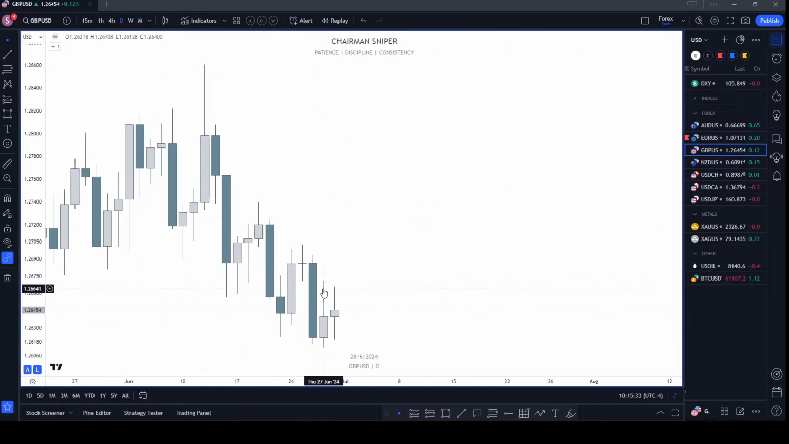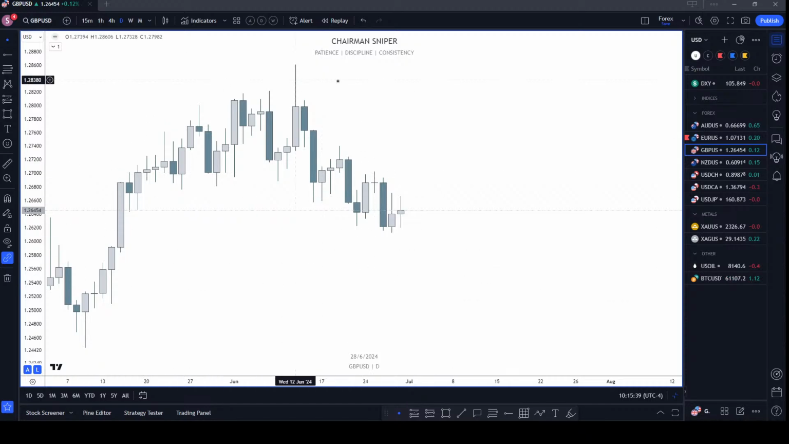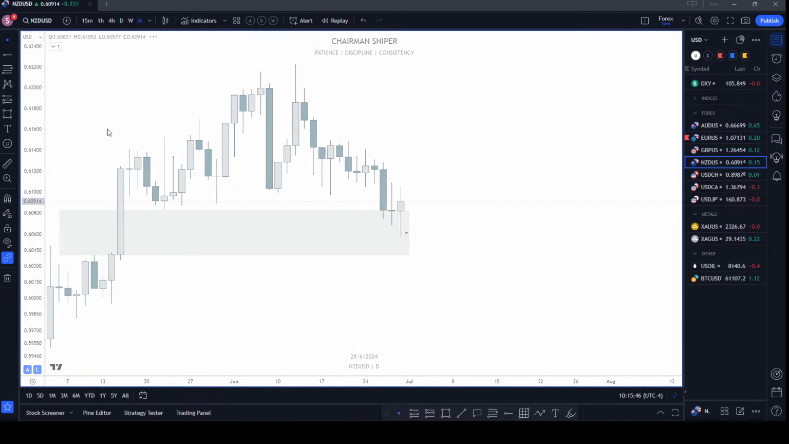On the daily, we did close out this fair value gap. So this is not the highest probability price action. I'll probably just wait for more price action on GU to look for some trades on NZD USD.